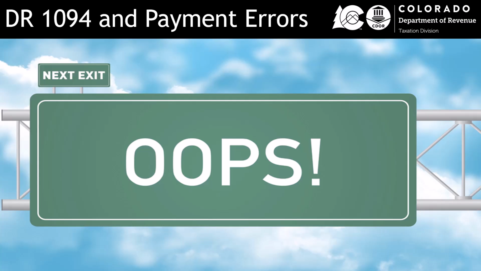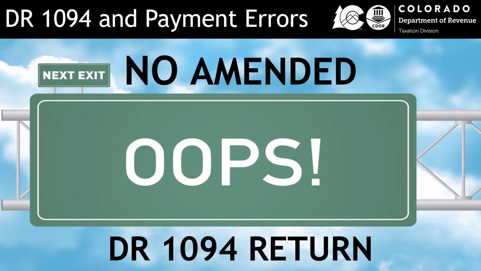But what happens if we accidentally report or pay an incorrect amount? After all, we all make mistakes, right? If there's an error when filing the DR 1094, it can be corrected in the next filing period, so long as it's corrected within the same current calendar year. This is why there is no amended version of the DR 1094.